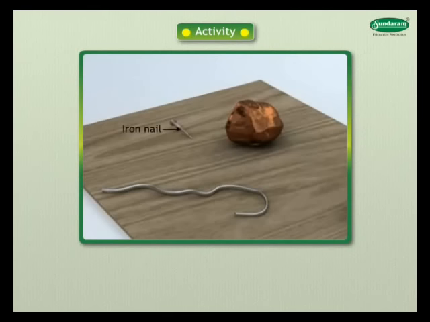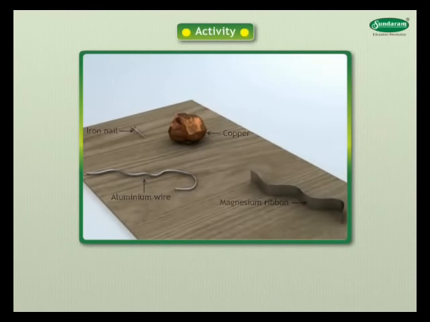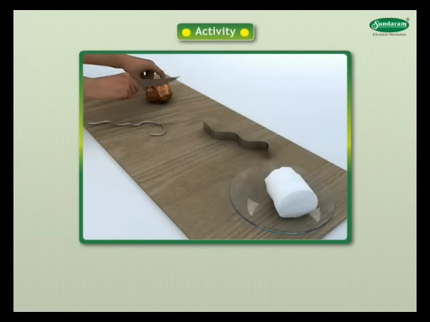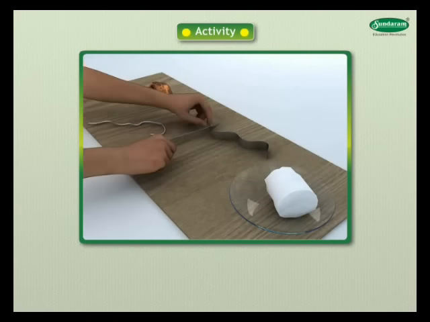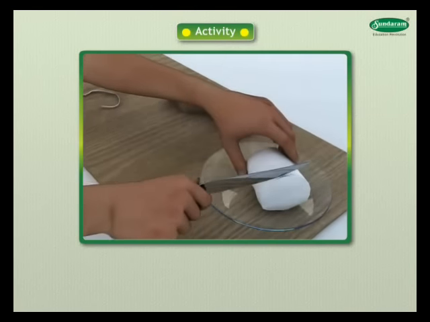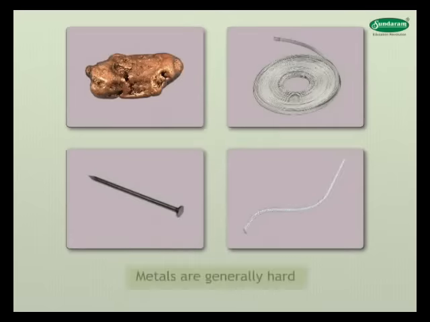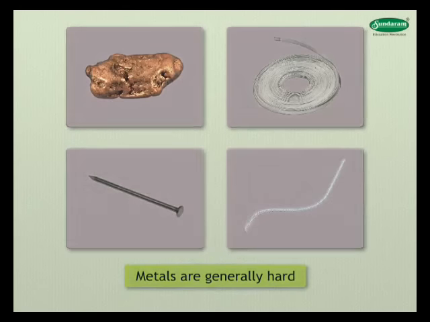Let us understand the next property through this activity. Take samples of iron nail, thick copper and aluminium wire and magnesium ribbon. Take a piece of sodium metal in a watch glass. Students, handle sodium metal carefully. Try to cut these samples with a sharp knife and note your observations. All metals cannot be cut with a knife. Since sodium is a soft metal, it can be cut easily with a knife. This shows that metals are generally hard and the hardness differs from metal to metal.